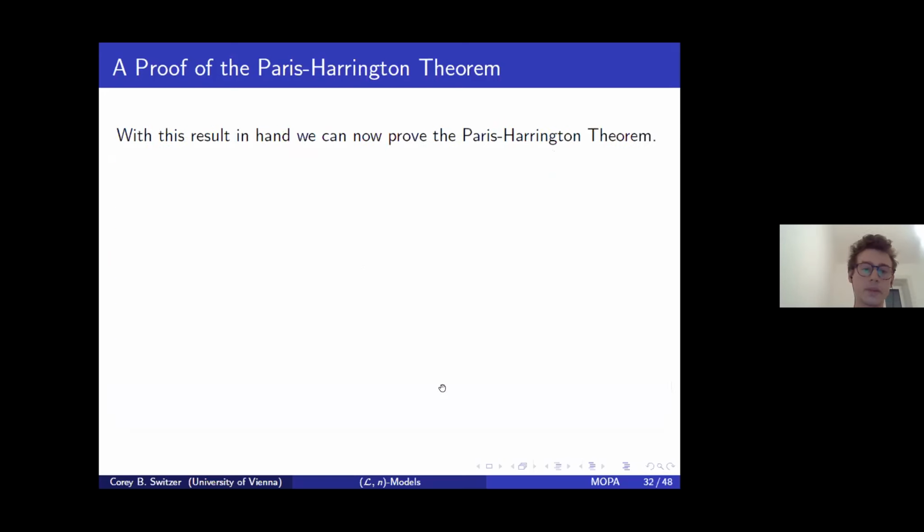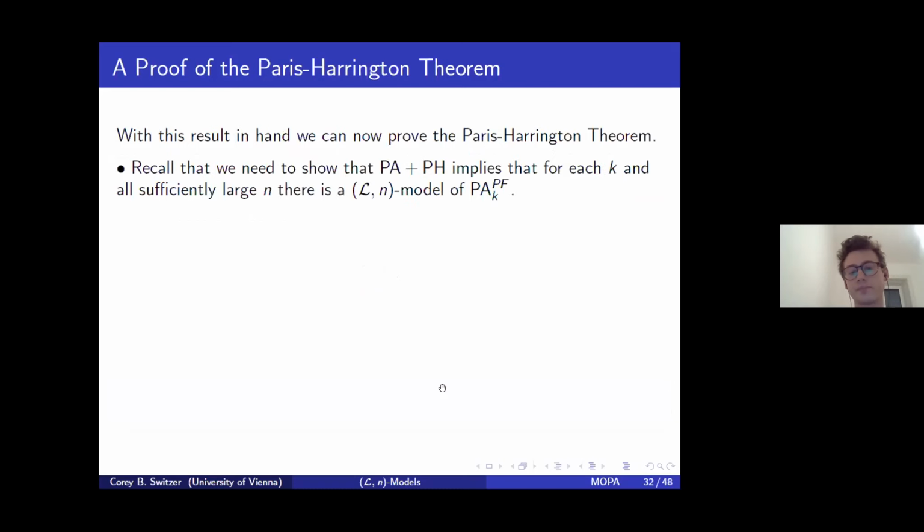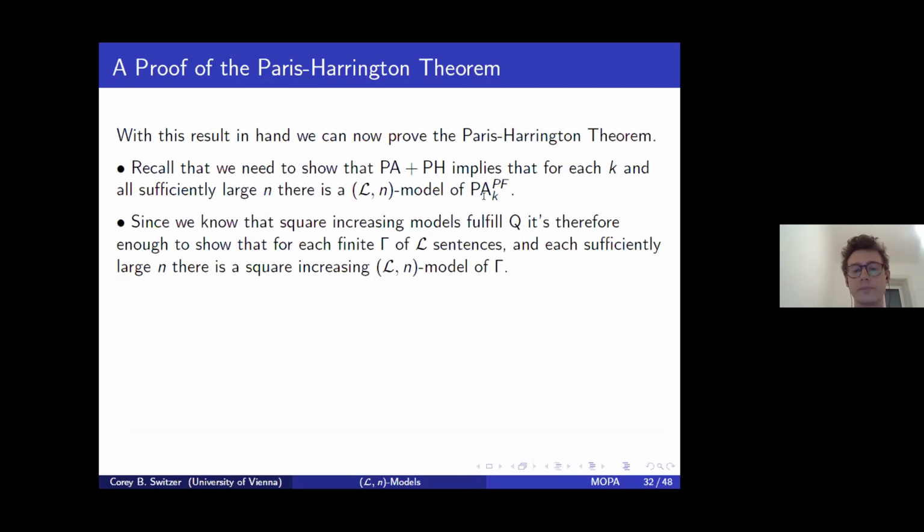All right. Now let's prove the Paris-Harrington version. So remember what we're trying to do is show that PA plus PH implies that for each k and all sufficiently large n, I can find an Ln model of PA, the parameter-free PA_k. And we know that every square increasing model of length at least 3 is going to fulfill Robinson's Q. So what I need to show is that I can find square increasing models of every sufficiently large n modeling any finite set of sentences in PA.